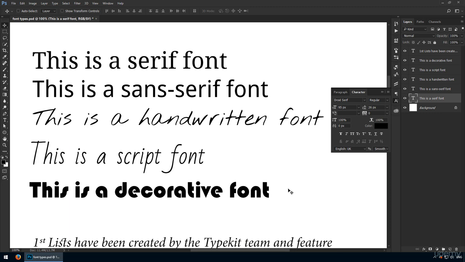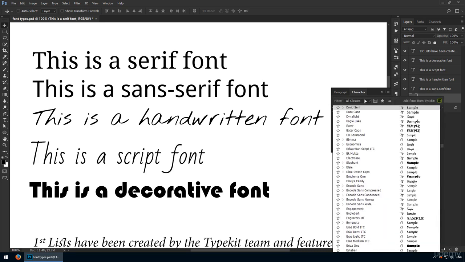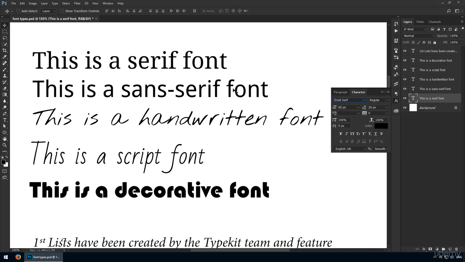One final note. Most fonts, even though they might be open type, don't contain a lot of these extra glyphs. So if you switch to another font and you see most, if not all of these icons are grayed out, that's because that particular typeface doesn't have these additional glyphs.